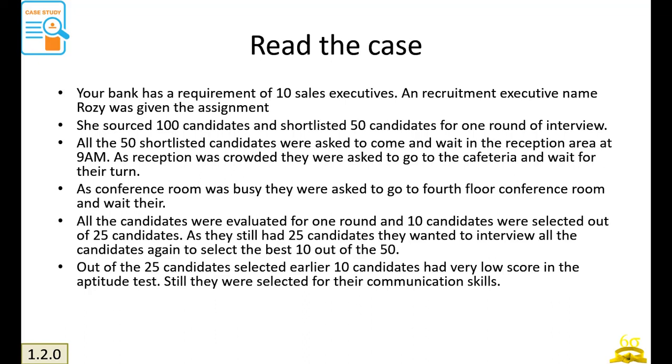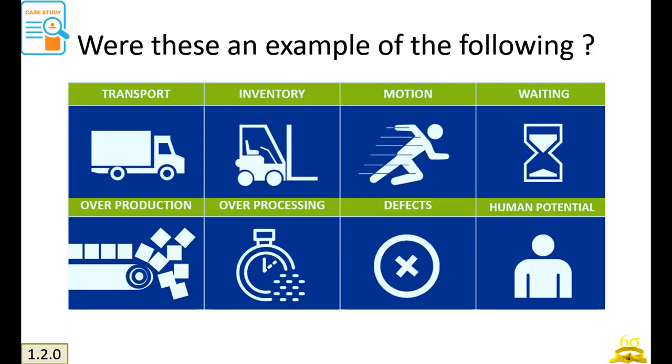If you go through this small case, you will find there were examples of transportation of the resources, where the people have to move from one place to another. We would call that inventory also in this case, because there were different people who were moving. You can use all those people as raw materials. Motion, obviously, everyone was moving. Then there is waiting time. Overproduction is the case where they did not need that many candidates, and they had called all of them, right? Then there is overprocessing in the later part, where they went through all the candidates.